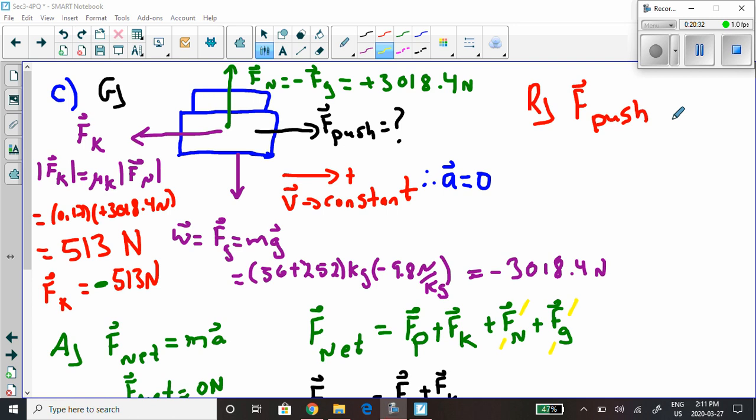So 6C says, what horizontal force must the mover apply to move the combination of the two trunks at a constant velocity? So right off the bat, they're saying, look, we have the original trunk and we put another trunk on top. So when I draw the free body diagram and I draw the weight or the mass, it's 56 plus 252 kilograms. So I have a totally more weight in here. It's got a weight of negative 3,018.4 newtons. The force of gravity has increased. All right. And the normal force then has also increased.